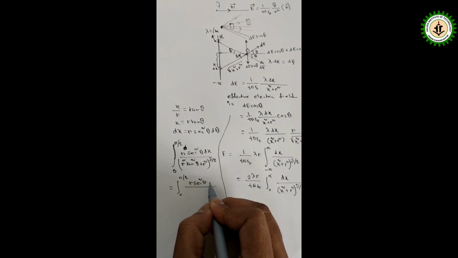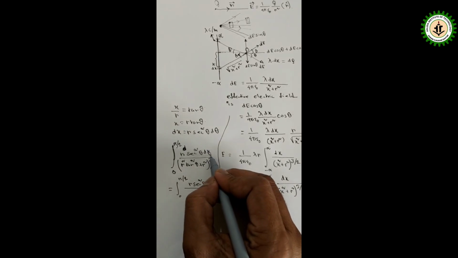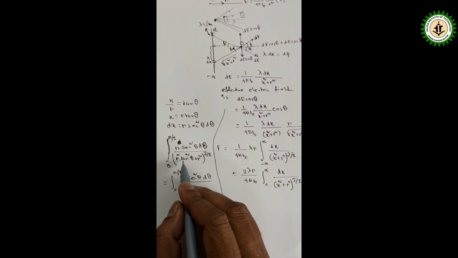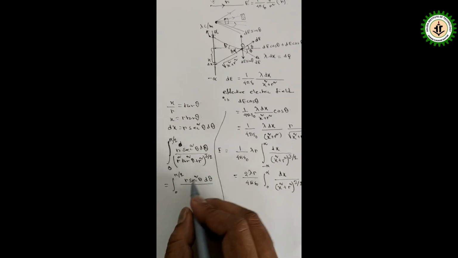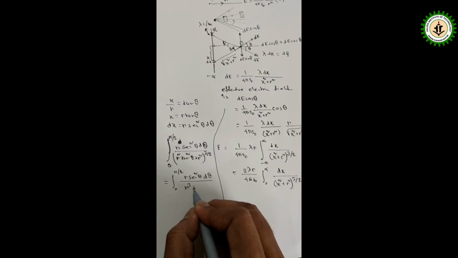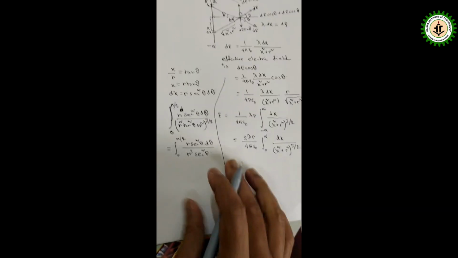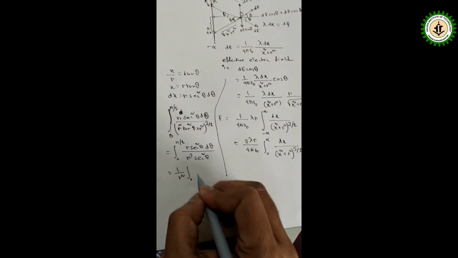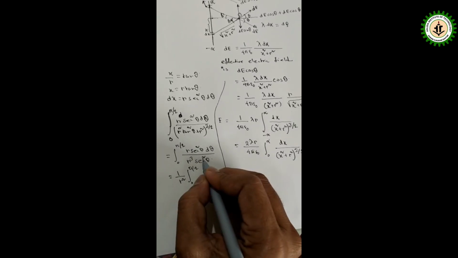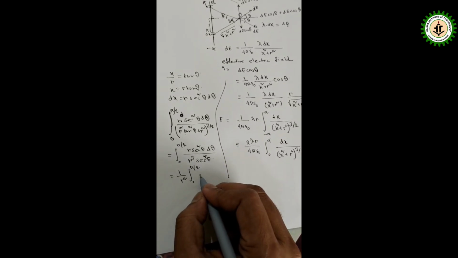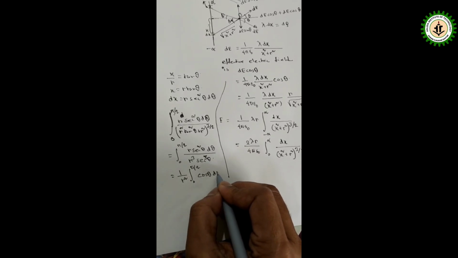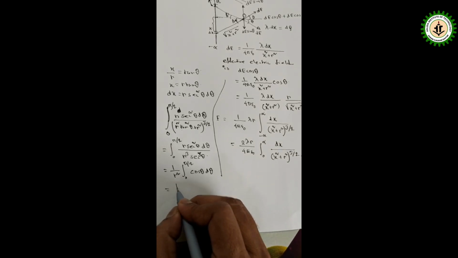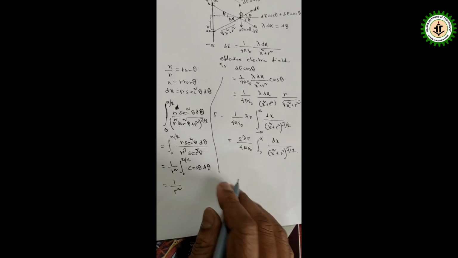sec square theta, sorry, I am making a mistake, that is d theta, sec square theta d theta. This is 1 plus tan square theta, that is sec square theta to the power of 3 by 2. So the final result is r cube into sec cube theta. So finally I can conclude that it is 1 by r square, 0 to pi by 2, cos theta d theta, and the integration of cos theta d theta is sin theta, and if I put the limit, finally the result becomes 1 by r square.